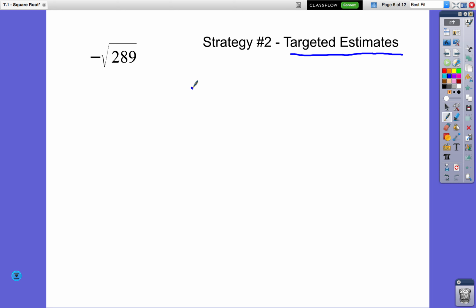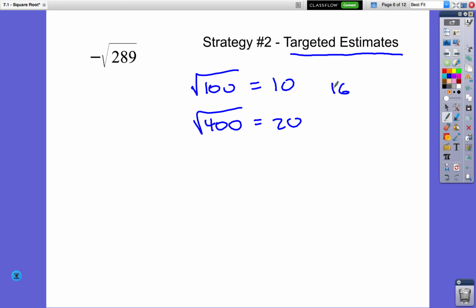For example, if we temporarily ignore the negative, I happen to know that the square root of 100 is 10. That's an easy one. The square root of 400, I happen to know, is 20 times 20. And so again, temporarily ignoring the negative, 289 is somewhere in between those two. So I know my answer is somewhere in the teens. Now I can also see that 289 is a bit closer to 400 than it is to 100, so as far as my guess, I'm thinking maybe 16.